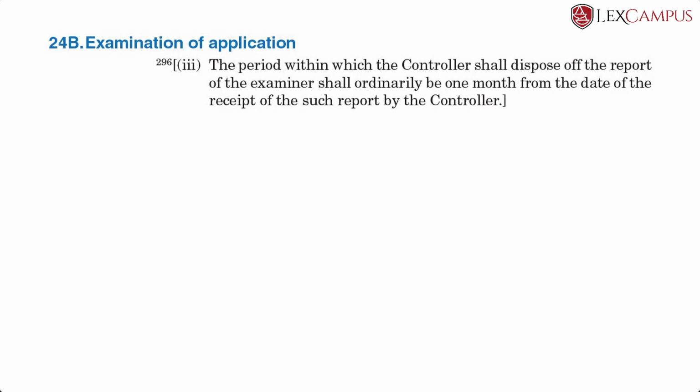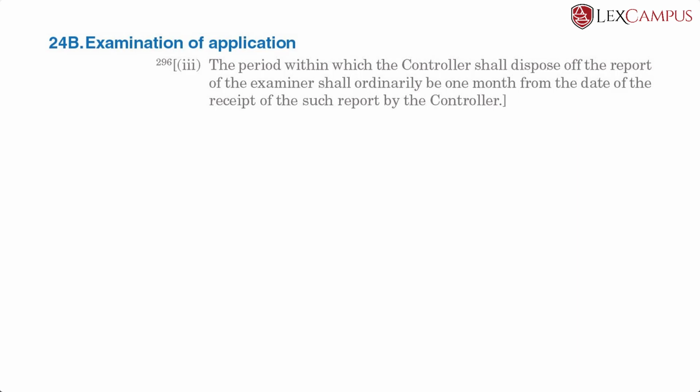So the controller makes the reference to the examiner. Once the examiner receives the reference and the files, the examiner shall file his report between 1 to 3 months. So that's a timeline for the examiner to file the report, which is a confidential report, back to the controller. Once the controller receives that report, the controller shall dispose of the report of the examiner within 1 month from the receipt of such report. So the controller has to act on the report within 1 month of receiving it.